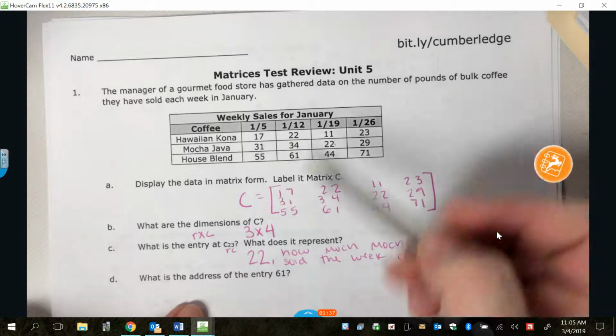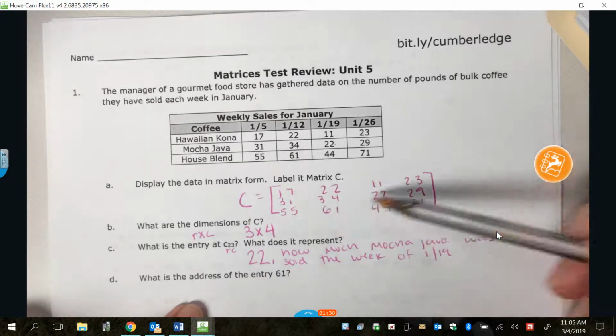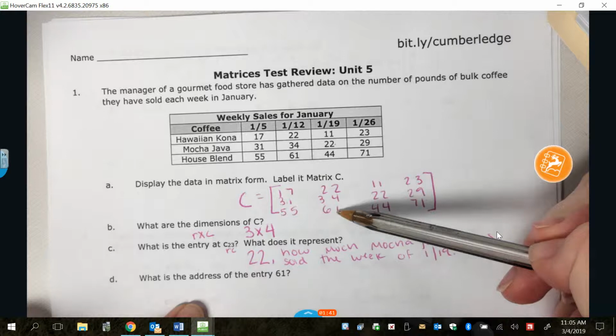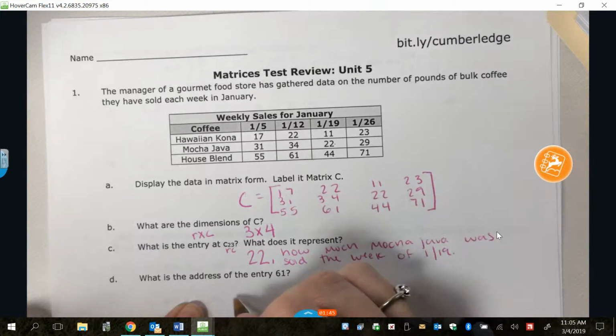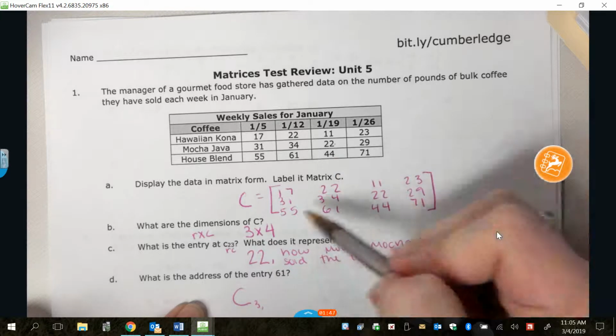What is the address of entry 61? So we're looking for 61. We see it here. That's row 1, 2, 3, column 1, 2.